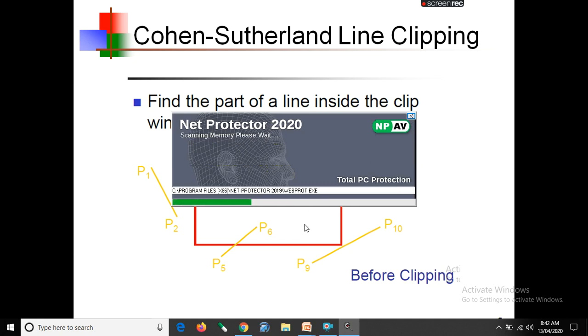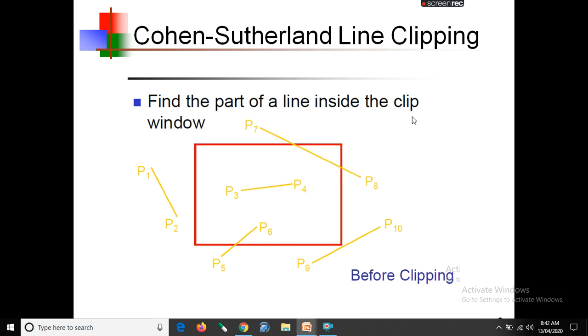The fourth case is when two endpoints of the line segment lie outside the clipping window, but part of the line segment lies inside the clipping window. In this situation, we need to determine two intersection points. As you can see in the diagram, for the line from P7 to P8, I need to determine two intersection points. Then I need to plot the line segment on the screen of the monitor.